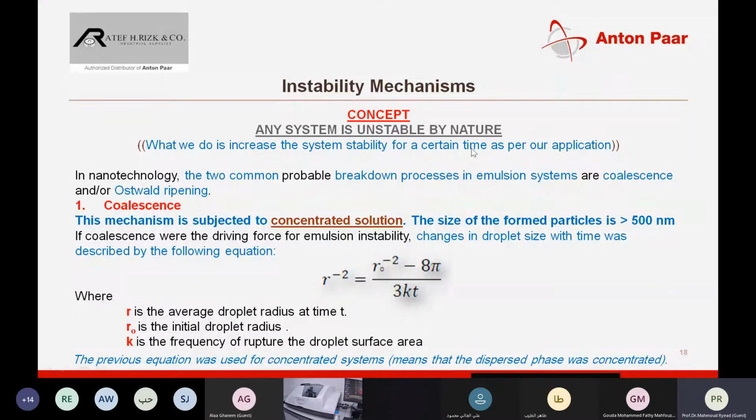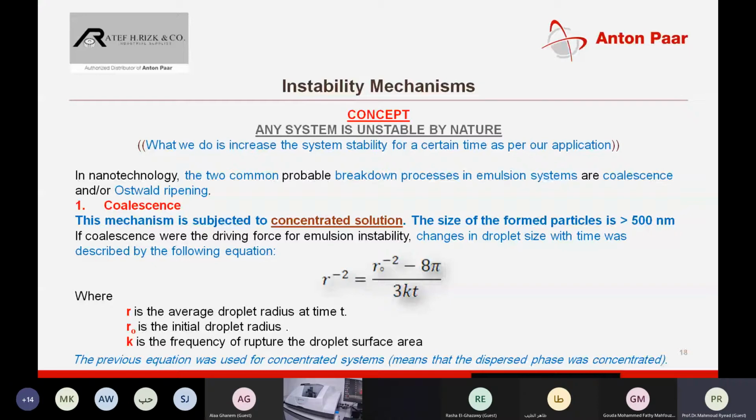In nanotechnology, there are two common breakdown processes in emulsions: coalescence and Ostwald ripening. Coalescence: this mechanism is subjected to concentrated systems. Particle size in this system is over 500 nanometers. If coalescence is the driving force for the emulsion instability, the change in droplet size with time is described by the equation.